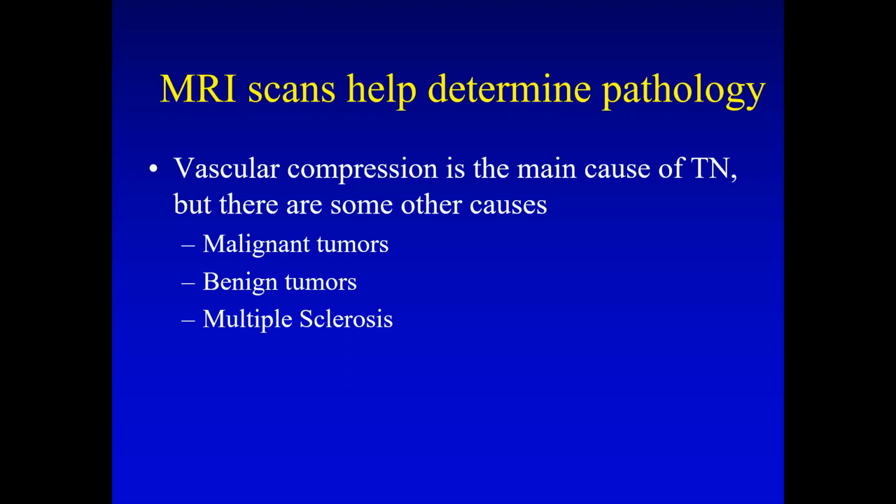And I want to just briefly show you some examples of less common causes of trigeminal neuralgia that actually show up on MRI scans. So other things besides a blood vessel that can push on the trigeminal nerve, you can have a malignant tumor, like a cancerous type of tumor. You can have a benign tumor, a non-cancerous slow-growing tumor that pushes on the trigeminal nerve. You can even have inflammatory disorders such as multiple sclerosis that can cause problems by irritating the trigeminal nerve or the nucleus of the trigeminal nerve.